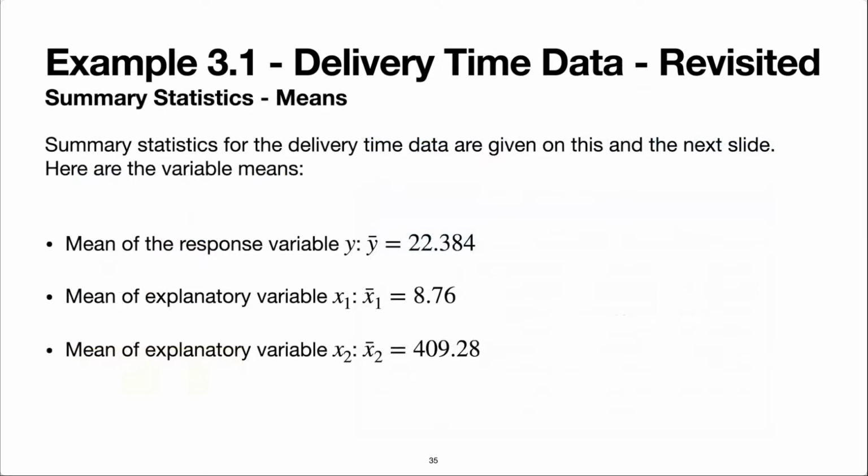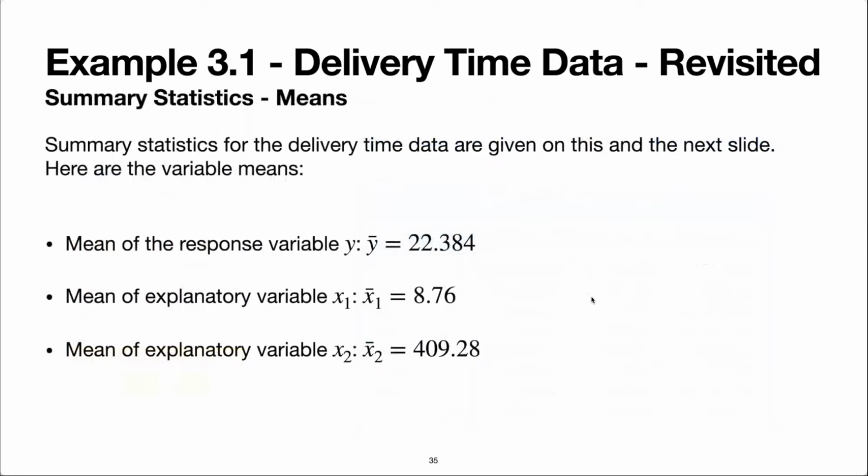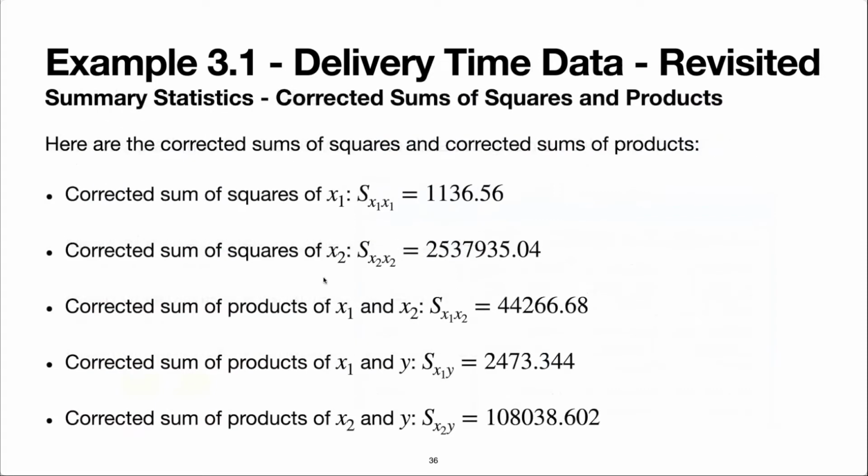And so we see that the mean of the response variable y is 22.384. The mean of x1 is 8.76. The mean of x2 is 409.28. All right, so I have those listed here. And then the corrected sum of squares of x1, utilizing the shortcut formulas, would be 1,136.56. The corrected sum of squares of the x2 variable, again utilizing the shortcut formula for that quantity, is given here.